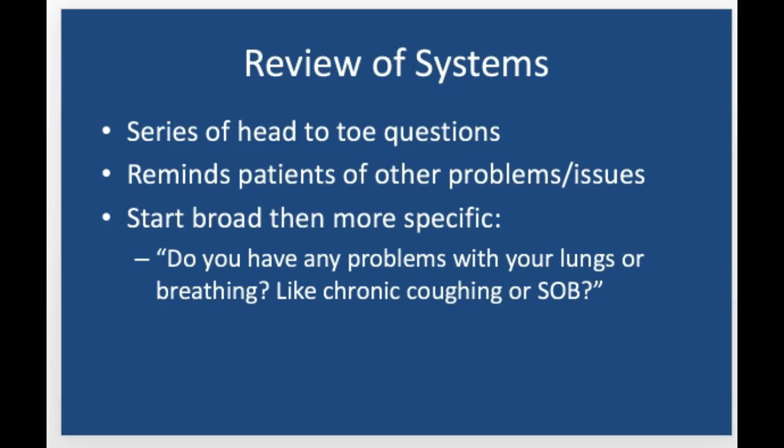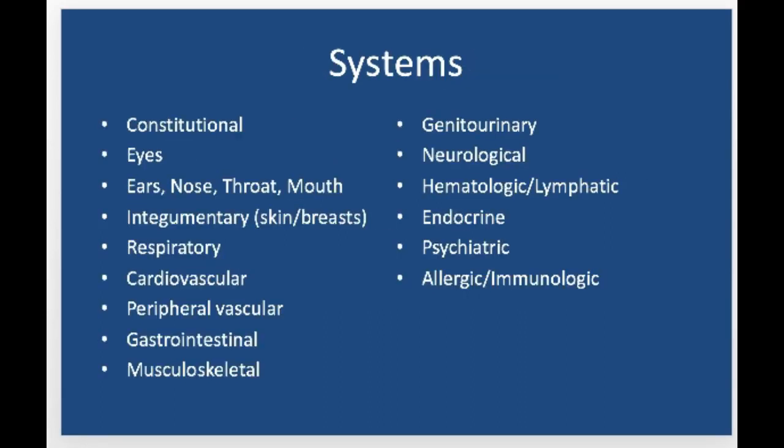You can and should start broad and then go more specific. So, for example, do you have any problems with your lungs? And they might look at you like, no. And then you can say, have you ever had any chronic cough, shortness of breath, ever been diagnosed with COPD or asthma? And then they might say, oh yeah, I have asthma and I use an inhaler every day. And you're like, but you just told me you didn't have any problems with your lungs. So you start broad and then you ask more specific questions. You'll do that for each of these systems.